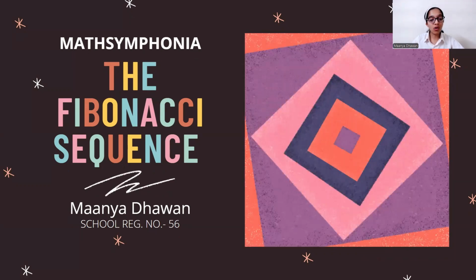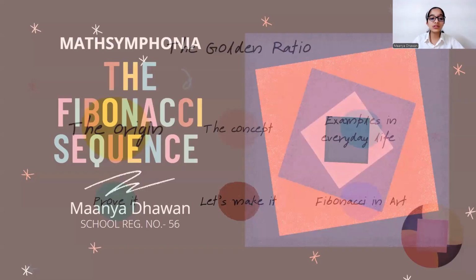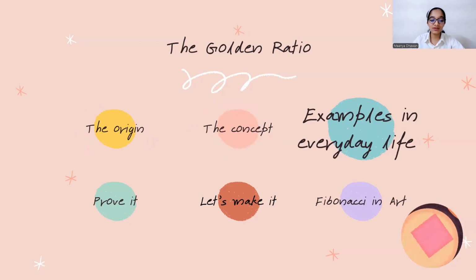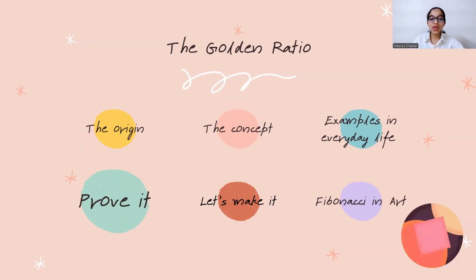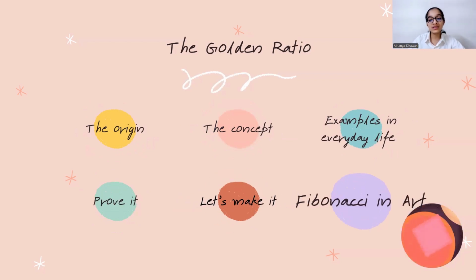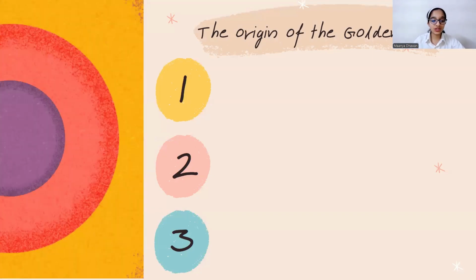Fibonacci sequence, or more commonly known as the golden ratio. I will be talking about its origin, the concept behind it, its examples in everyday life, how we can prove it, how we can make it using GeoGebra, and its appearance in famous artworks. So, let's talk about the origin of the golden ratio.